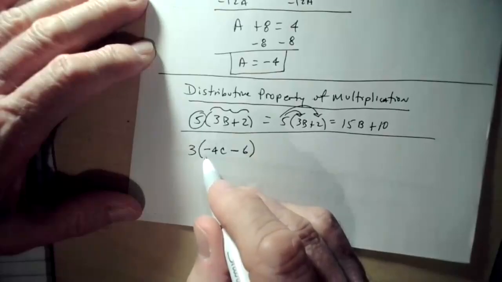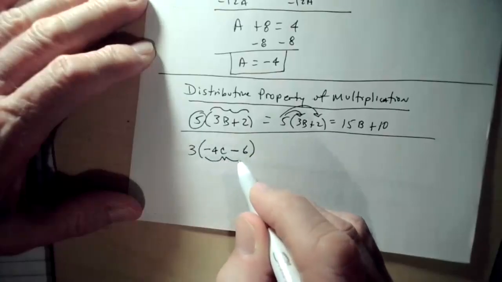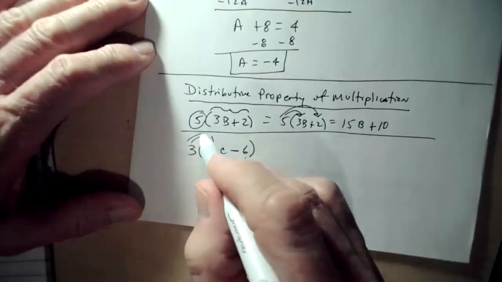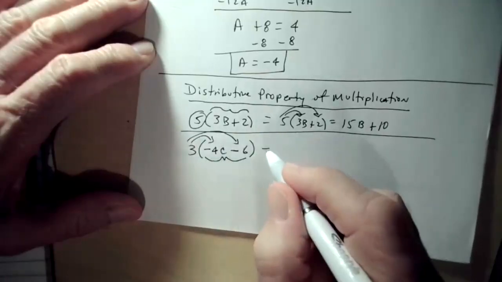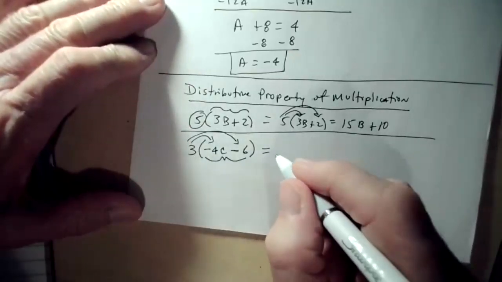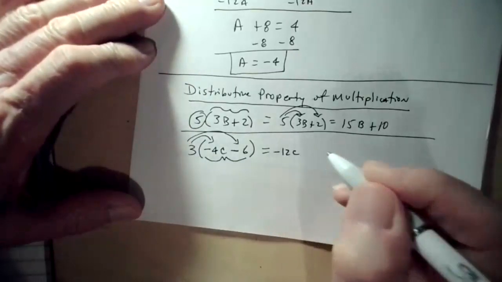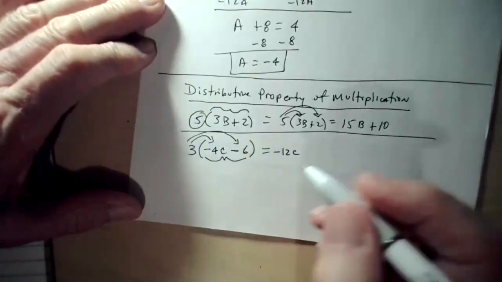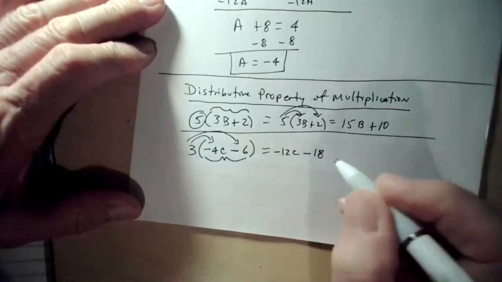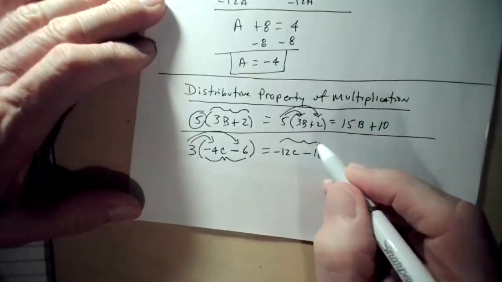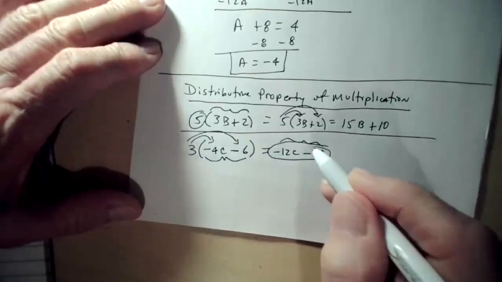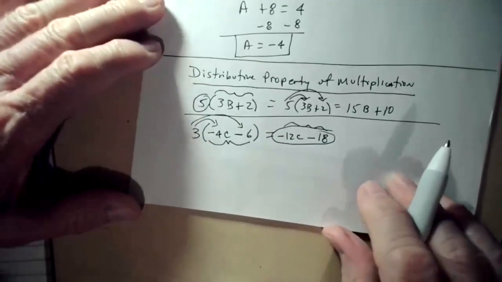So we have 3 times this whole thing. Okay, 3 times negative 4 and 3 times negative 6. So that now we have a positive times a negative. It's a negative 12c. Is that right? Yeah. And 3 times negative 6 is a negative 18. Can we combine these 2 things? No, they're not like terms. So this is our answer.